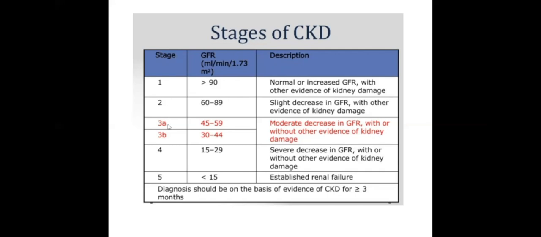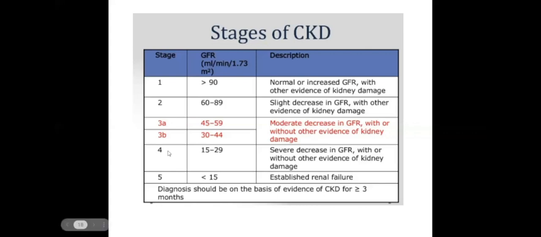In stage 3, which has been divided into 3A and 3B: in stage 3A, the GFR decreases to 45 to 59 ml per minute, and in 3B the GFR decreases to 30 to 44 ml per minute. There is a moderate decrease in GFR with or without other evidence of kidney damage.